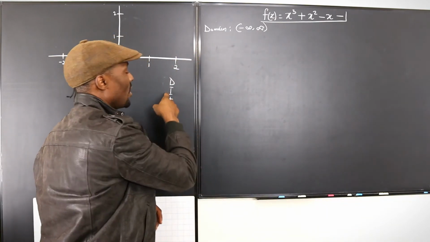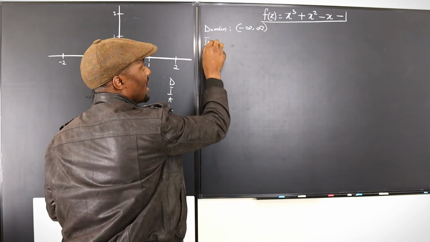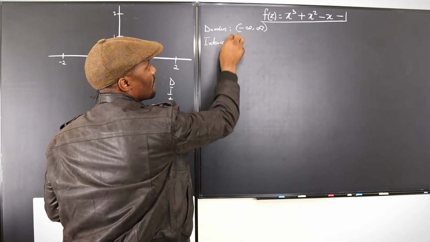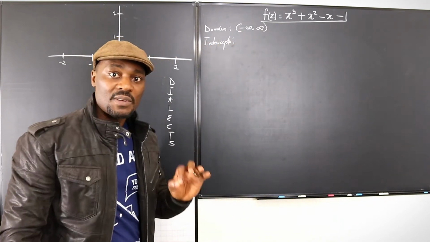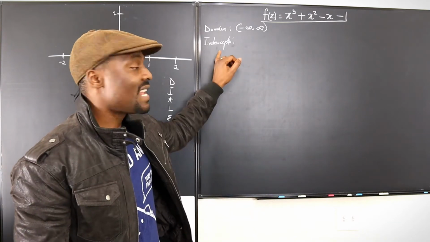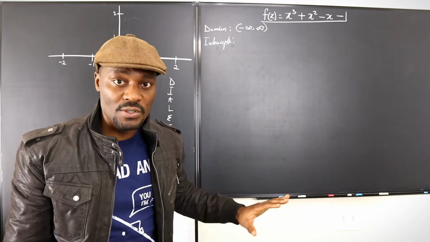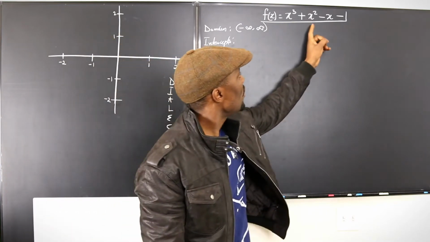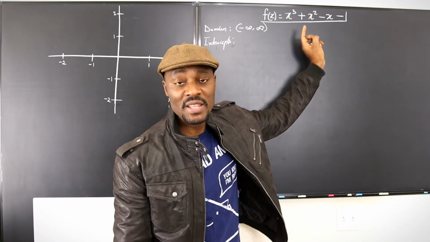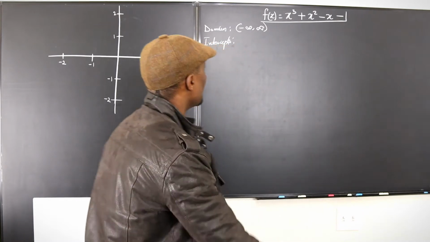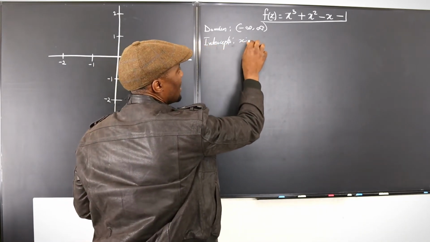Let's go to the second one, the intercepts. Like I said, the most difficult part of this is getting the x-intercept, which would be the point where y is equal to 0, okay? That means you're going to have to find all the values of x when this function is equal to 0. So let's see the x-intercept.